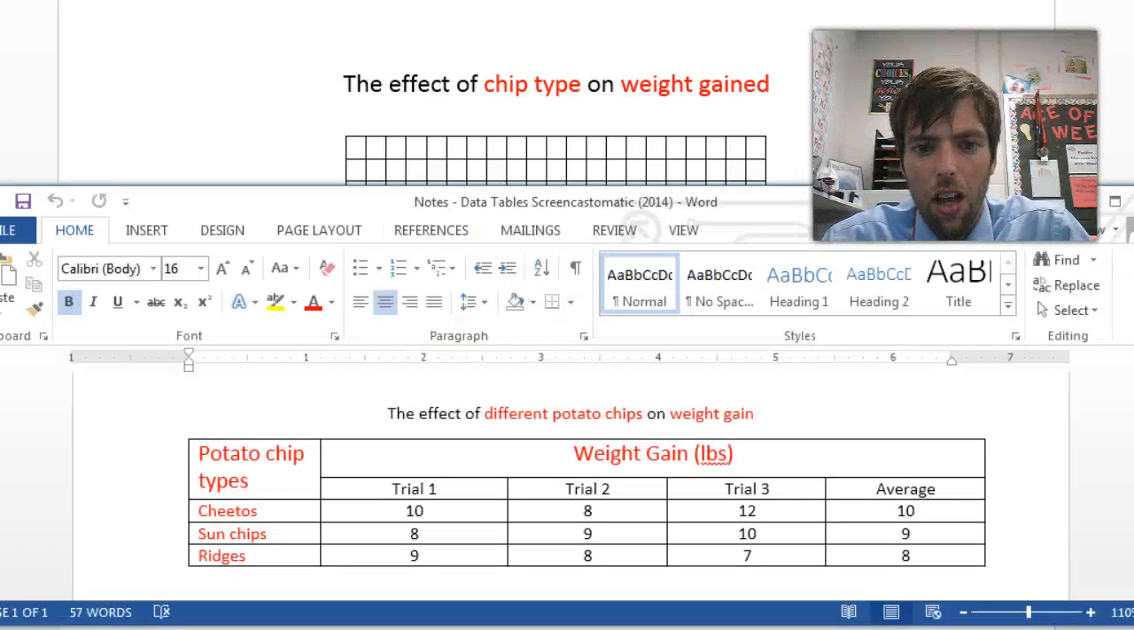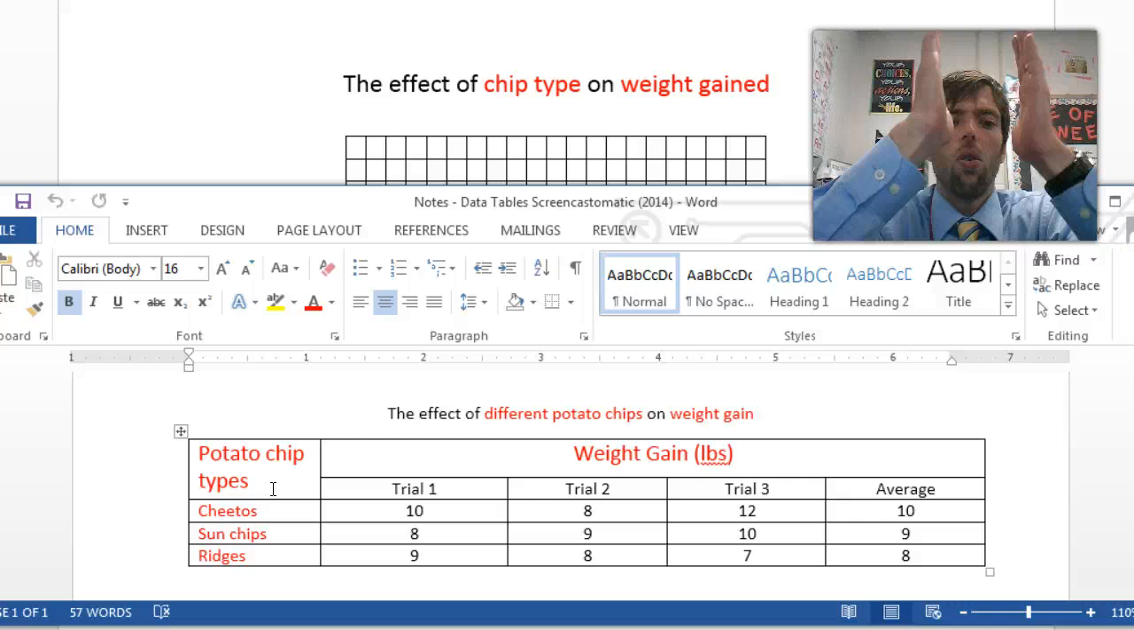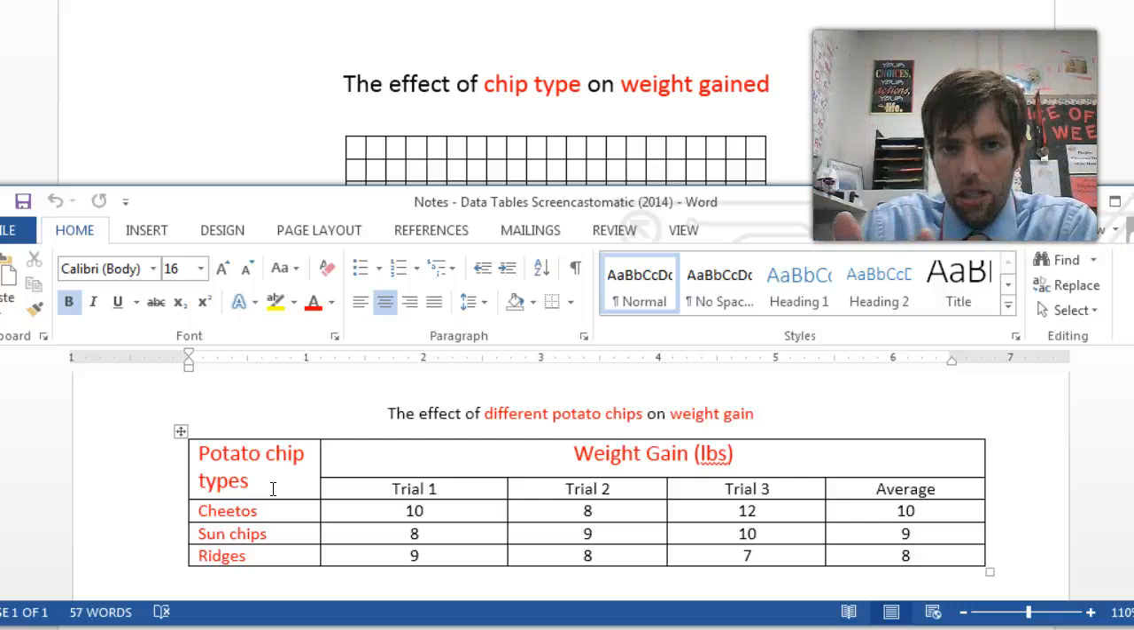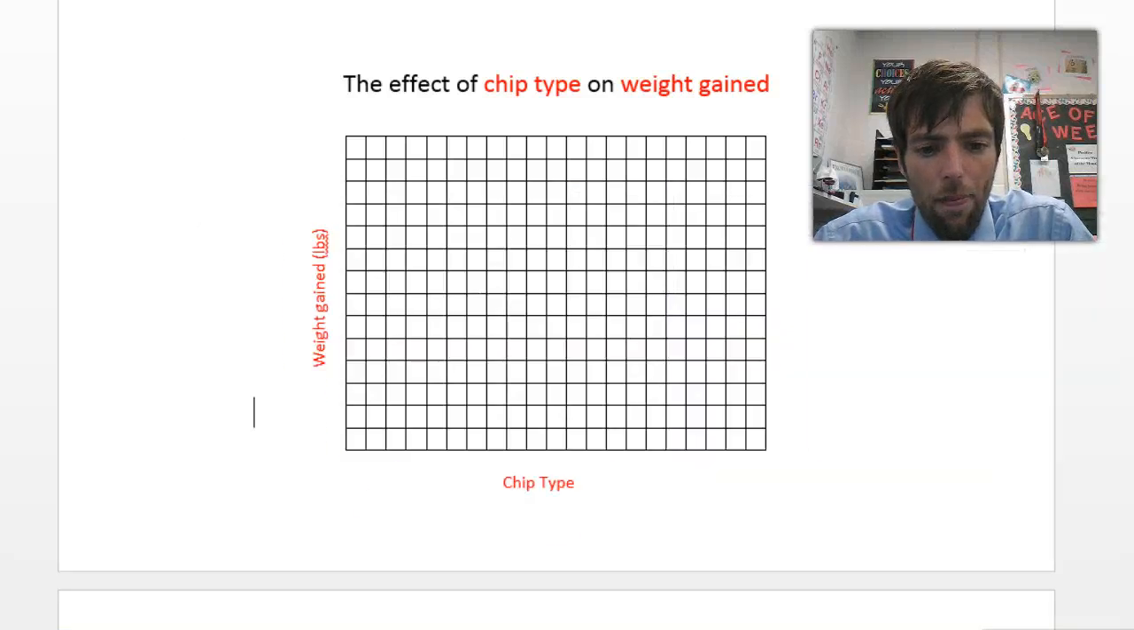Okay, I've got my data table that we already have in our notes. It looks like I'm graphing that people who ate Cheetos gained an average of 10 pounds, Sun Chips 9, Ridges 8. And because potato chip types are discrete data, it's either Cheetos or Sun Chips or Ridges. See how I'm making those bars with my hands? I'm going to make a bar graph for these types of chips.